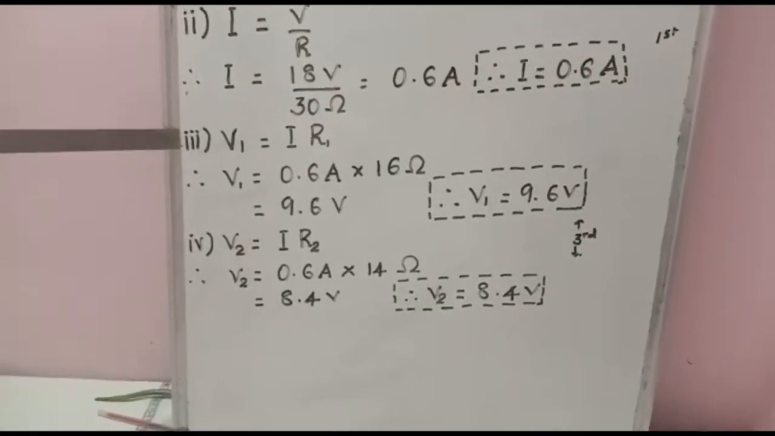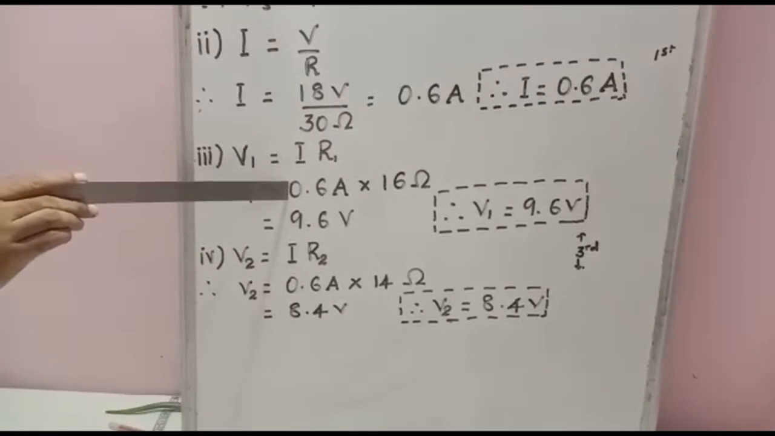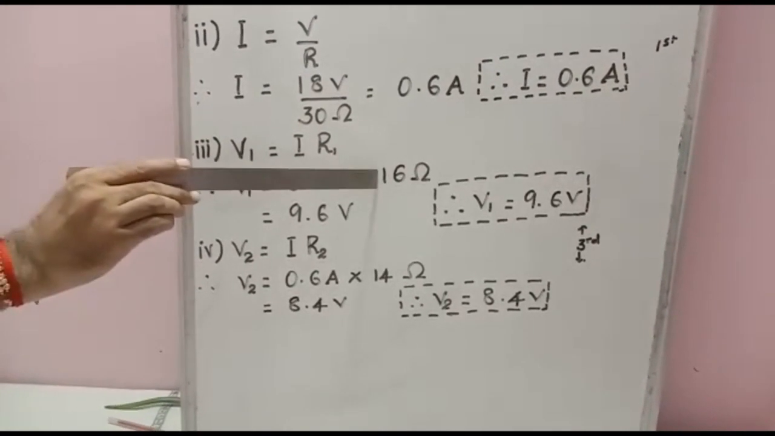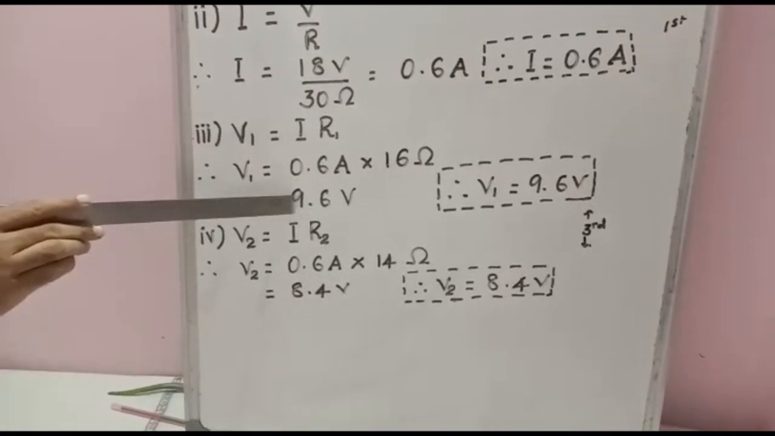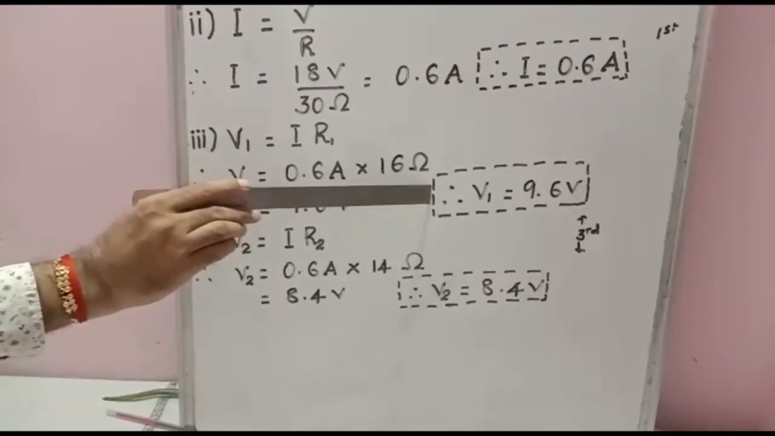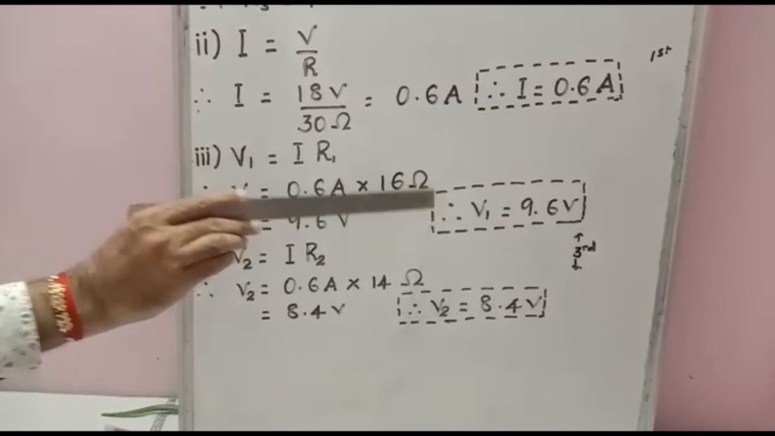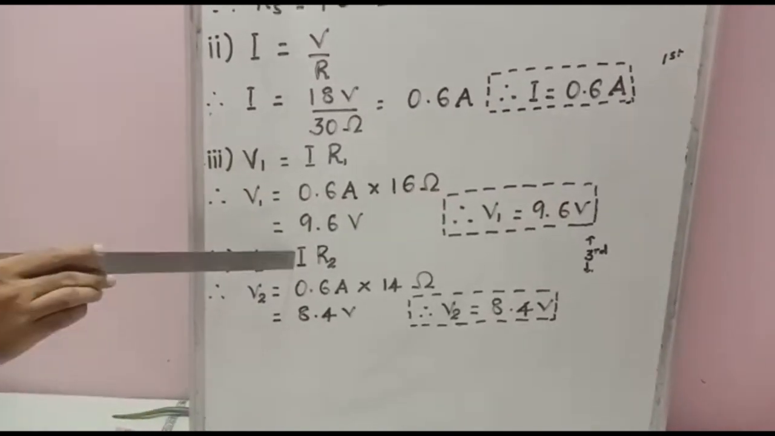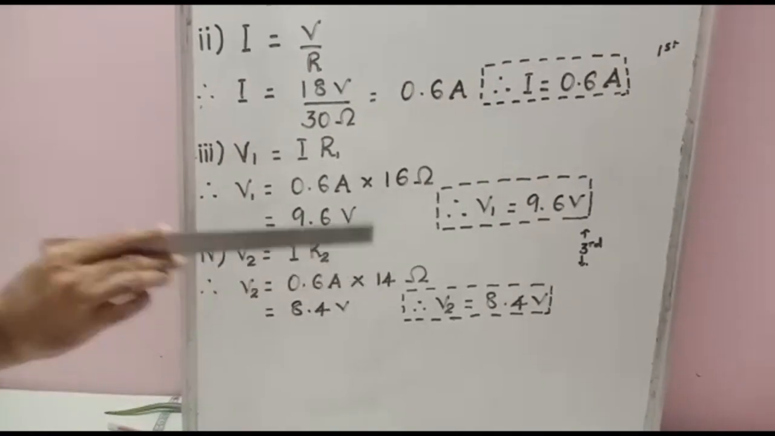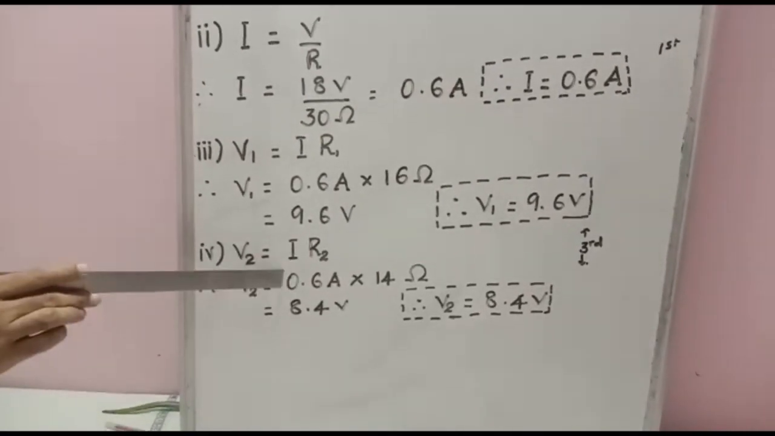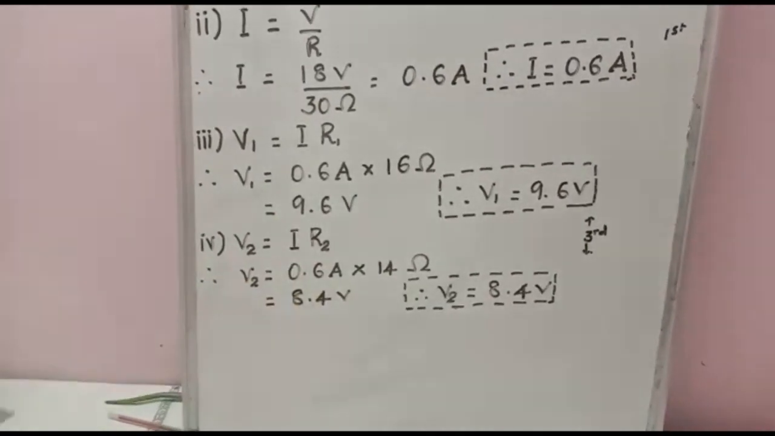Now third, V1 equals IR1. Substituting the values, the value of current is 0.6 ampere. R1 is 16 ohms. 16 multiplied by 0.6 is 9.6 volts. So potential difference V1 is 9.6 volts. So potential difference across the first resistor is 9.6 volts. V2 is I into R2. I is 0.6 ampere, R2 is 14 ohms. That is 0.6 into 14 is 8.4 volts. So V2 is 8.4 volts.